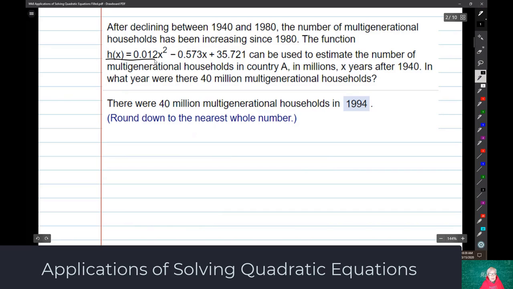H of x equals 0.012x squared minus 0.573x plus 35.721 can be used to estimate the number of multi-generational households in country A, wherever that is, in the millions, X years after 1940.